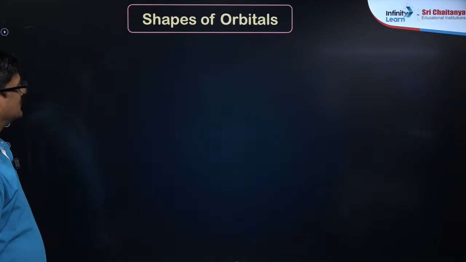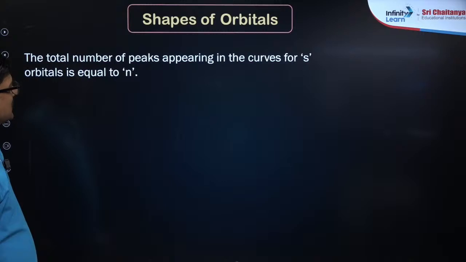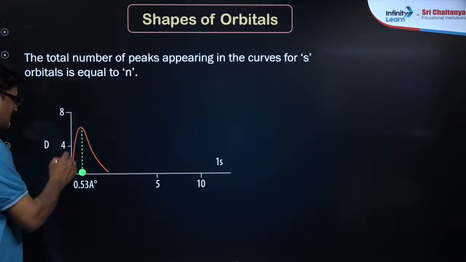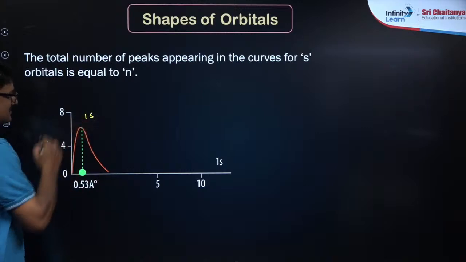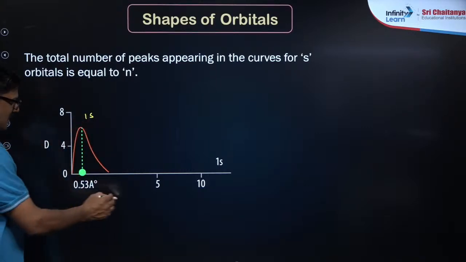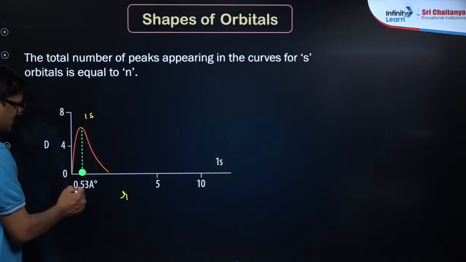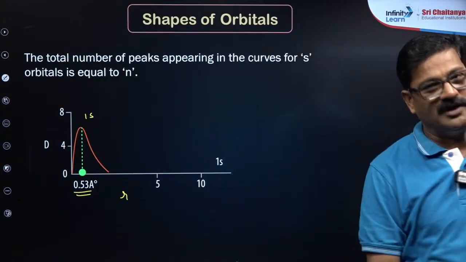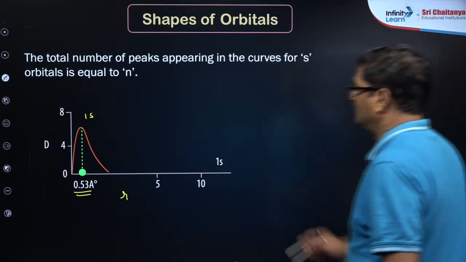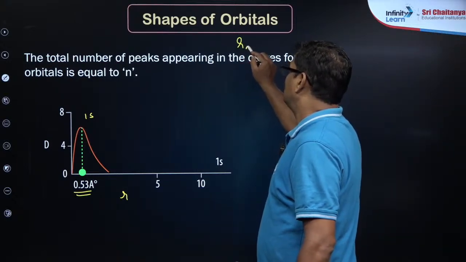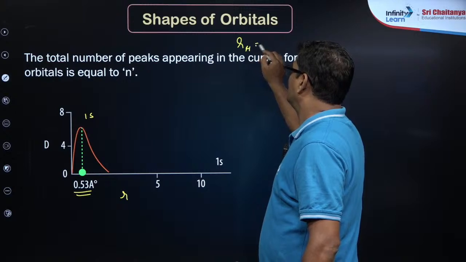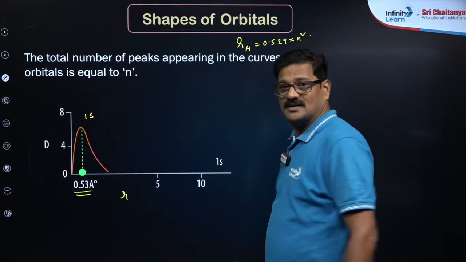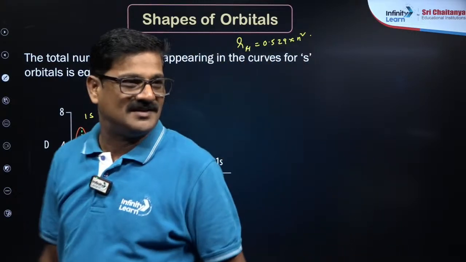So like that you can see the total number of peaks appearing in the curve for s orbital. You can see, and it is for 1s orbital, है ना. Probability density and the radius, and जो ये distance है ना 0.529 angstrom units और 0.53 angstrom units, ये value आप याद रखना, क्योंकि radius of hydrogen atom is equal to 0.529 into n square, है ना, right? That's very good, nice Richa.